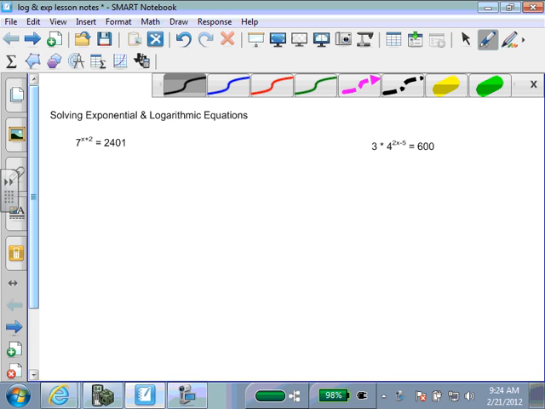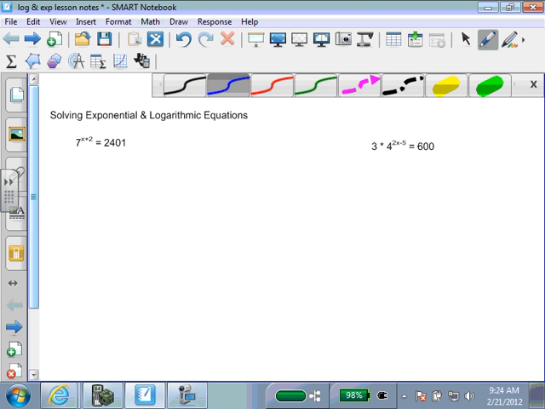Today we're going to be solving exponential and logarithmic equations. The secret to solving an exponential or logarithmic equation is often in isolating either the exponential or logarithmic piece and then switching from either exponential form to logarithmic form or logarithmic form to exponential form. So let's try some of these.